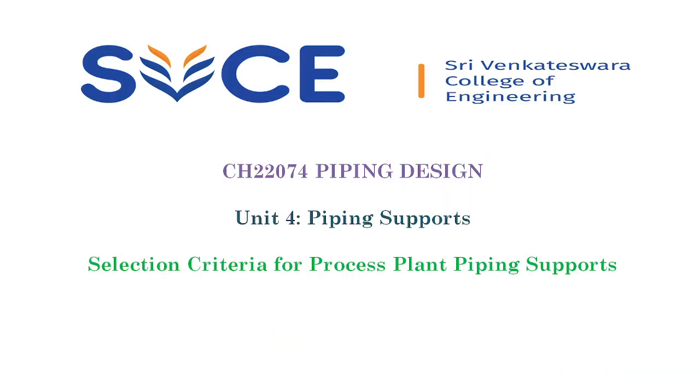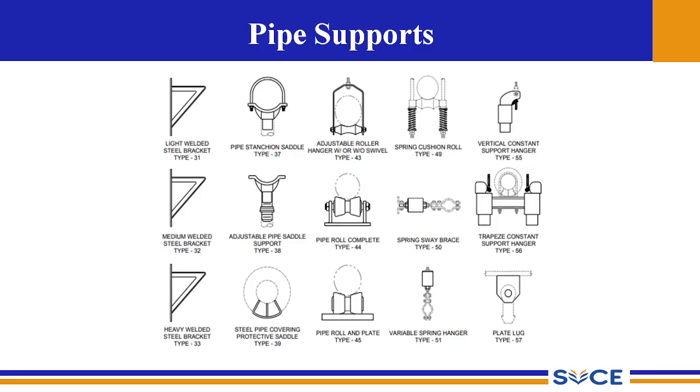Then type 49. Type 49 is a double coil rod spring support. So where you have a cushioning effect, it is used along with a pipe roll. So we already discussed the function of a pipe roll, and to provide a cushioning support on either side of a pipe roll, we have to use a spring cushion roll. So this is the type 49.